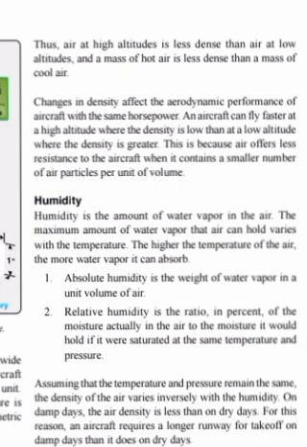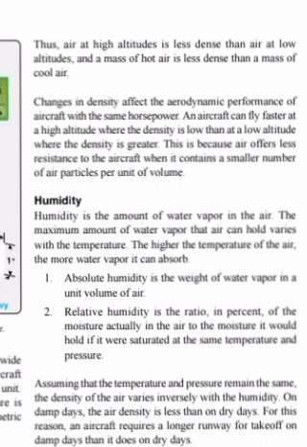Humidity. Humidity is the amount of water vapor in the air. The maximum amount of water vapor that air can hold varies with the temperature. The higher the temperature of the air, the more water vapor it can absorb.